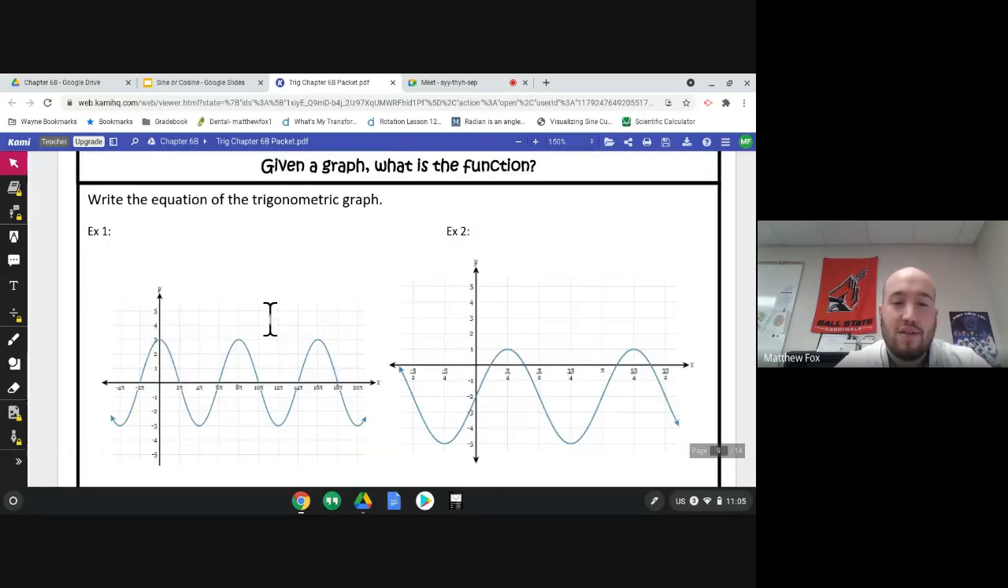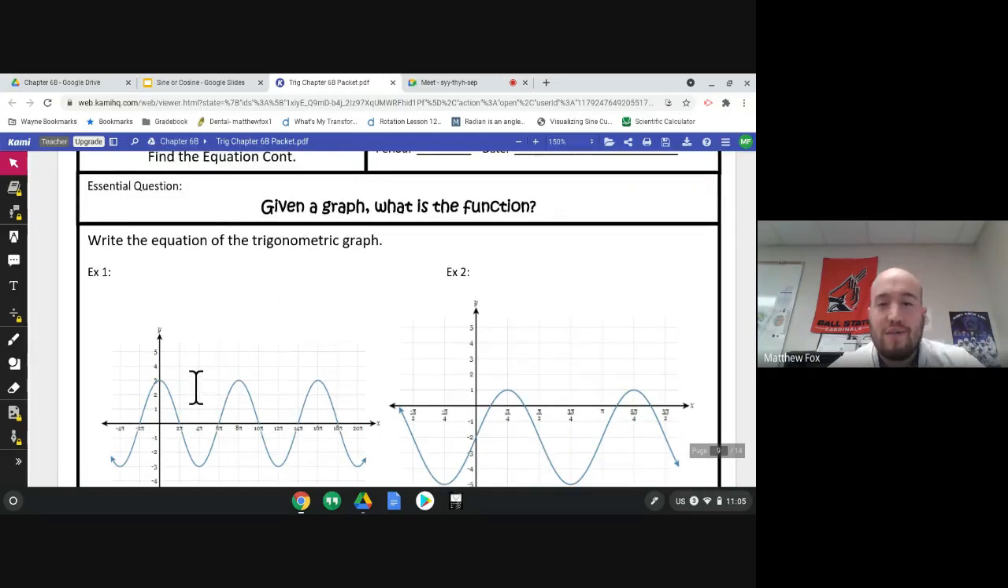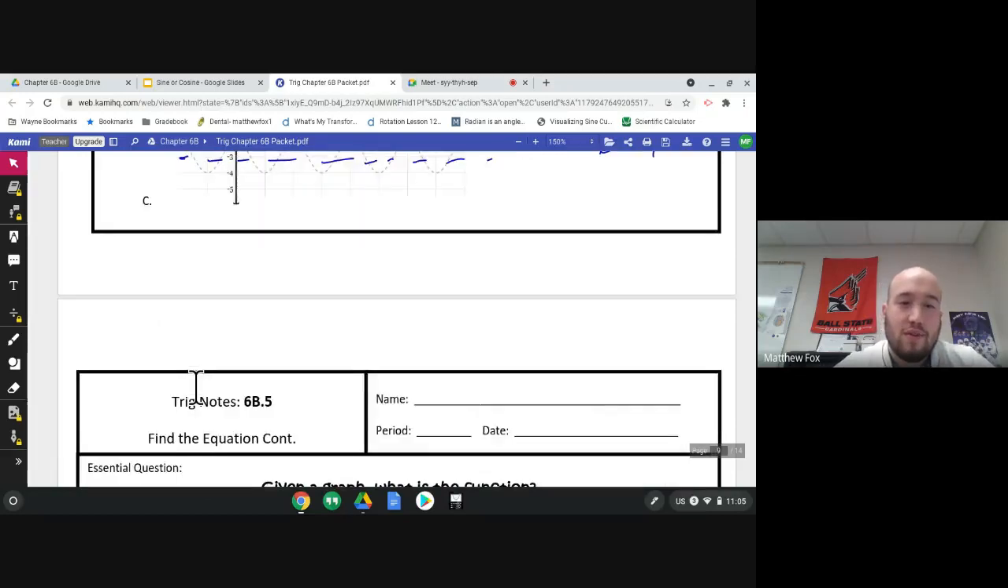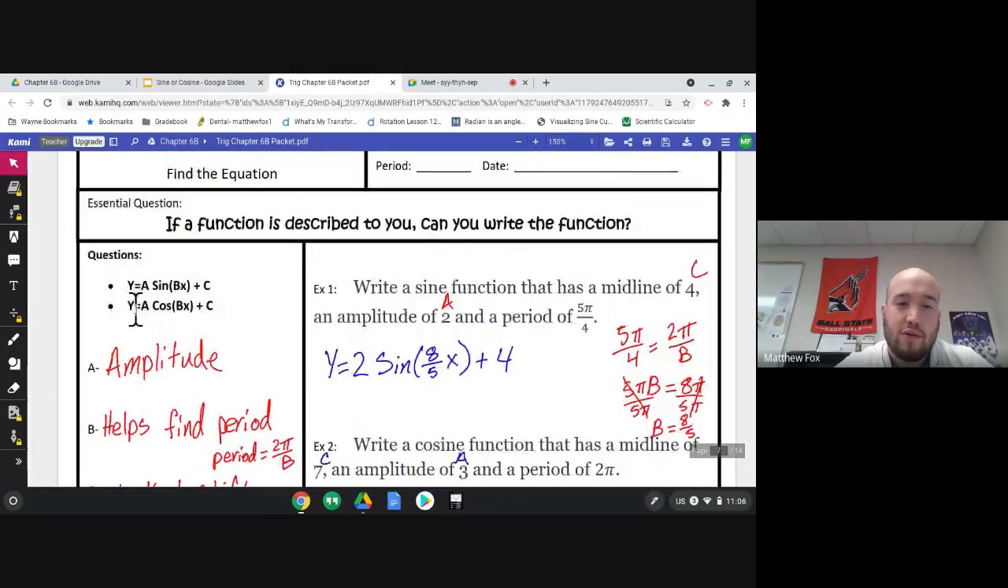Technically, this could be written as a sine or a cosine wave as we shift it. However, remember, we are not spending that much time with phase shifts this year, because we're losing a little time because of COVID. So we are going to use the formulas from the last page: y equals a sine of bx plus c, or y equals a cosine of bx plus c.